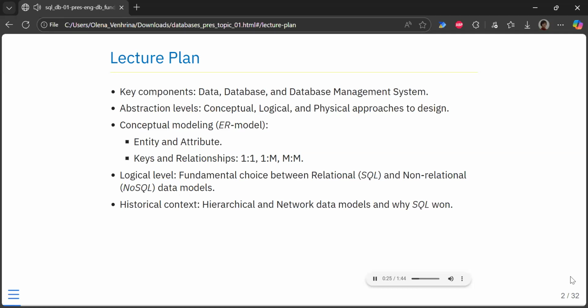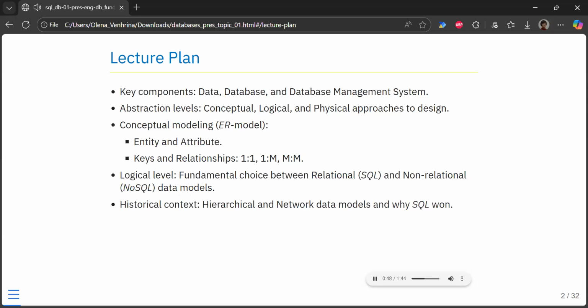Second, we will look at the roadmap of the design process. No one designs a complex database live immediately. This process is divided into three levels of abstraction: conceptual, the business idea; logical, the technical plan or schema; and physical, how data is actually stored on disk. Understanding this architecture is the key to data independence.